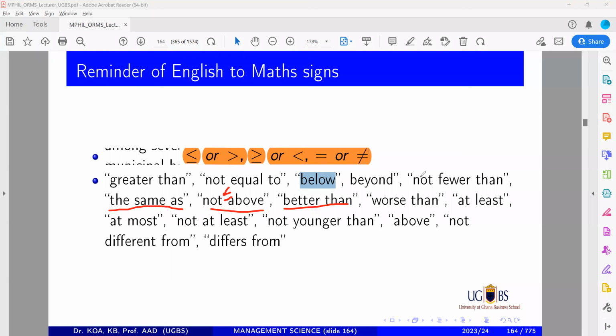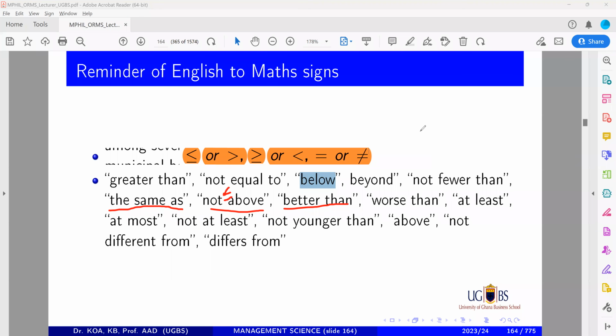What is above? Hubert. Greater than. What is not different from? Stella. Not different from. Veronica, what is not different from? Equal to. What is differs from? Differs from. Not equal to.